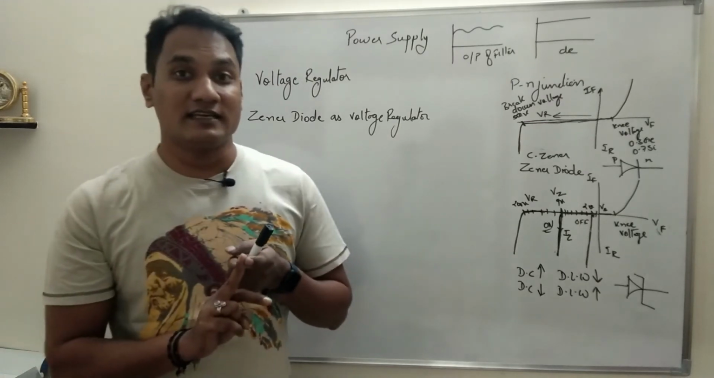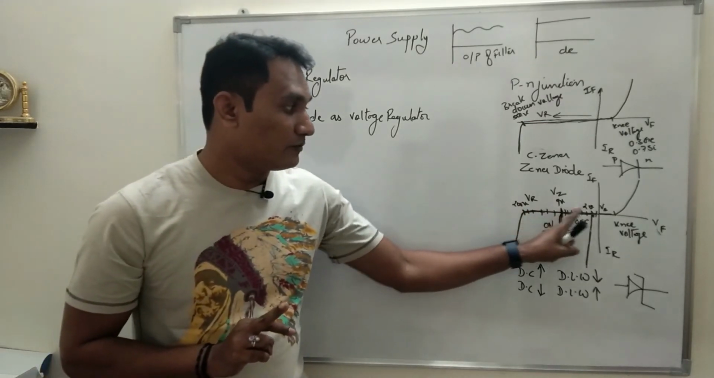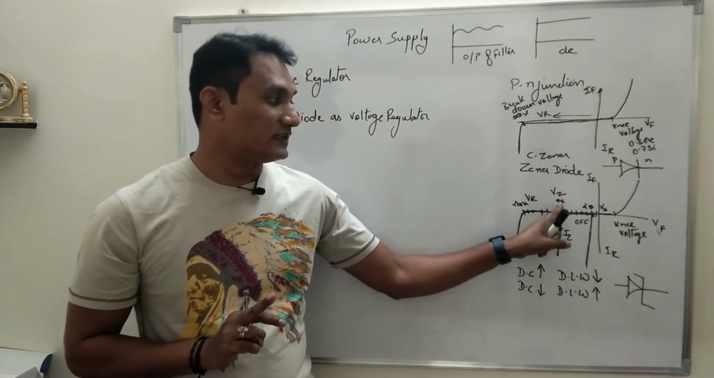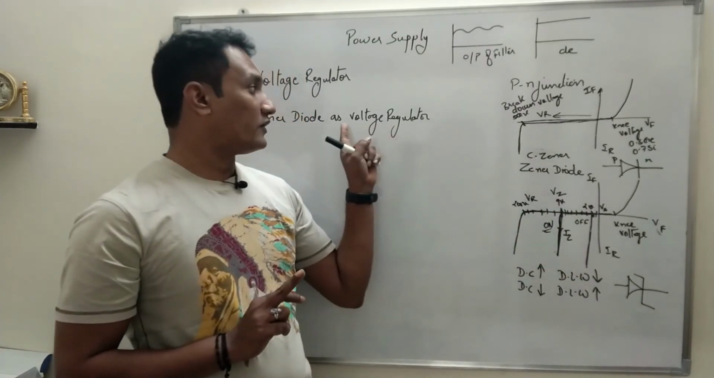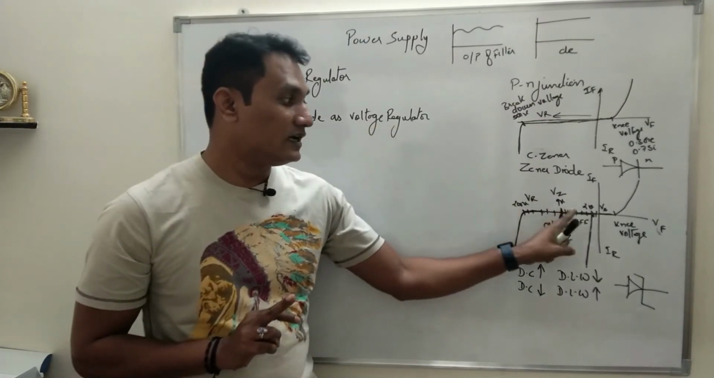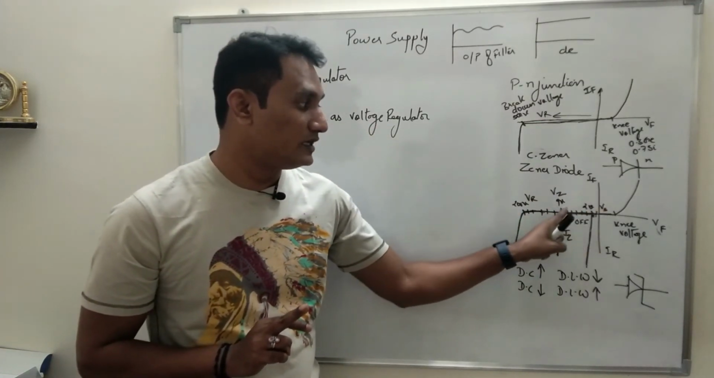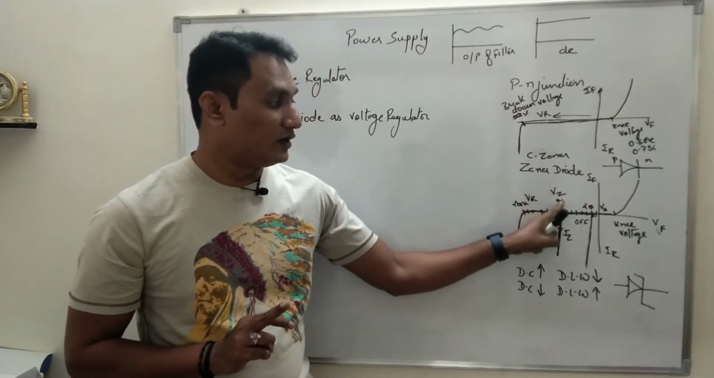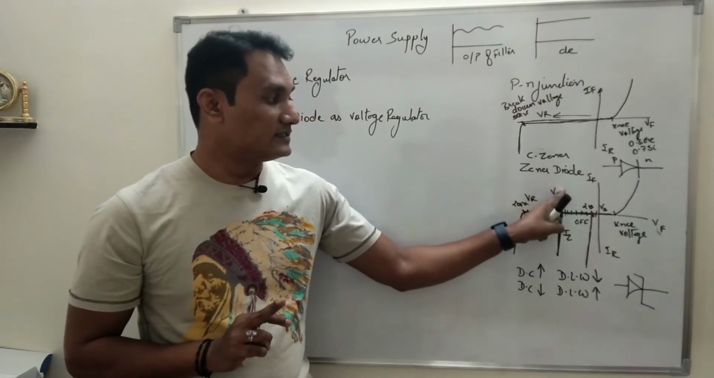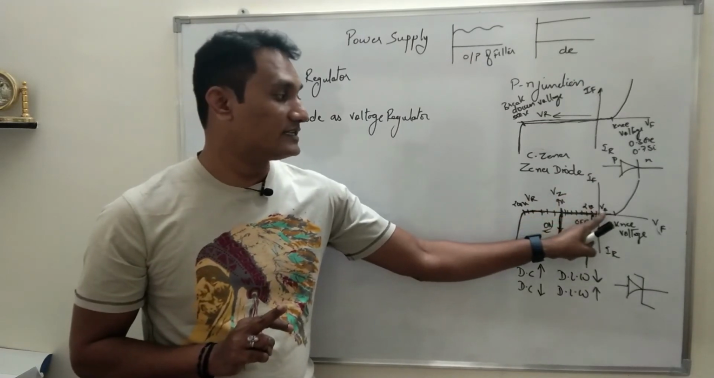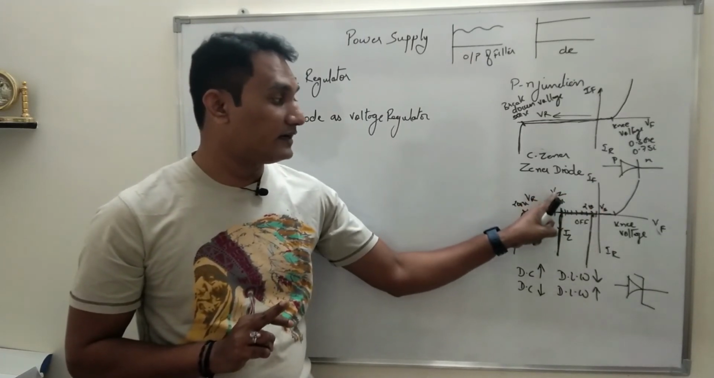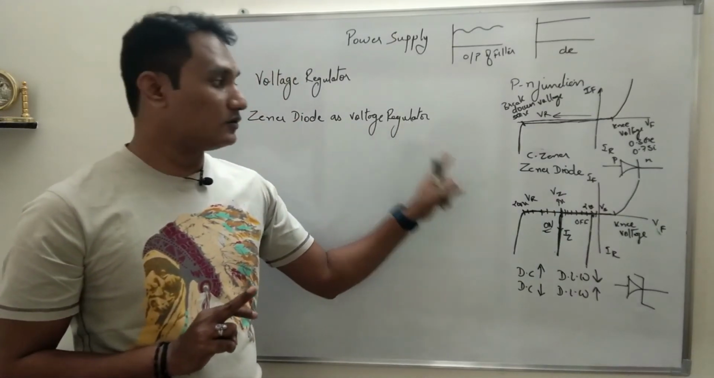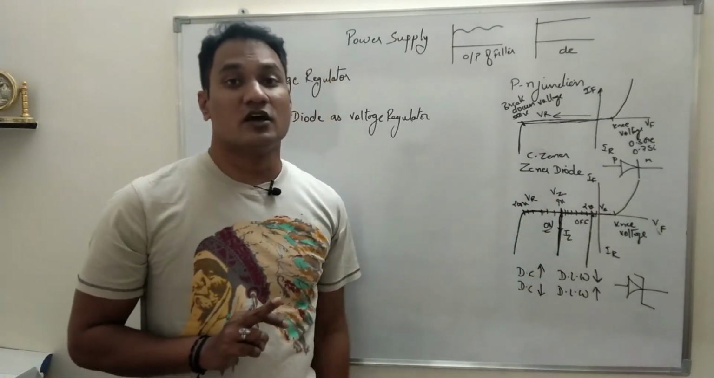The second thing is, before breakdown the Zener is in off state. After breakdown the voltage across the Zener remains constant. So for using it as a voltage regulator, the source voltage should be equal to or greater than the breakdown voltage, which we call the Zener voltage. So if Vs is equal to or greater than Vz, only then will the Zener diode be used as a voltage regulator. Otherwise it will be in its off state.